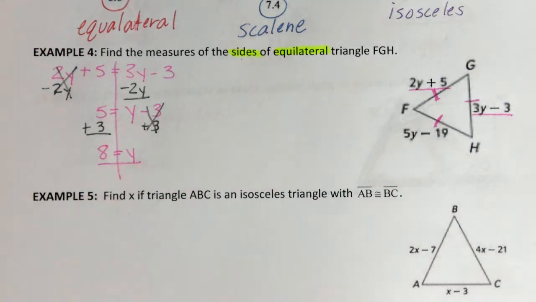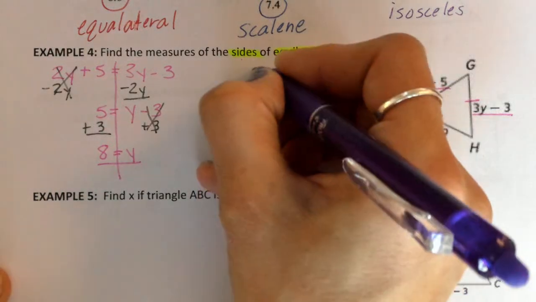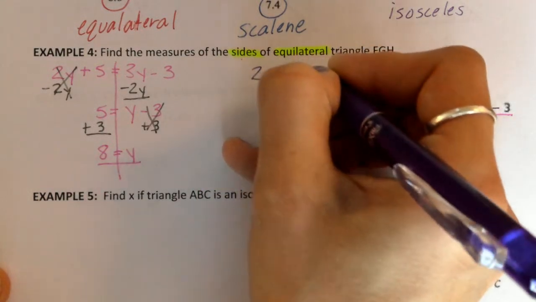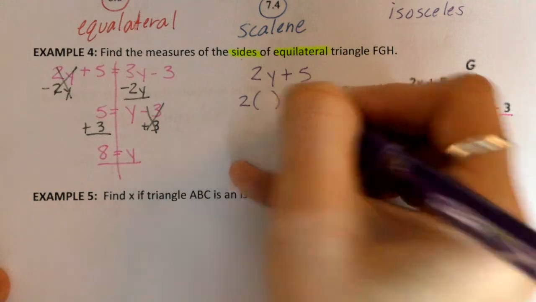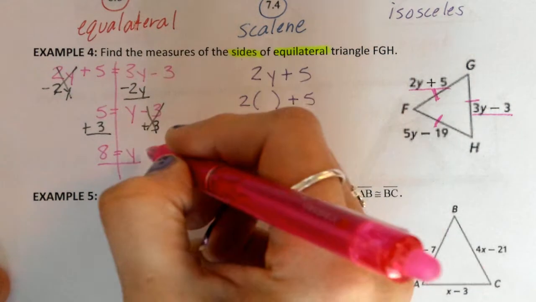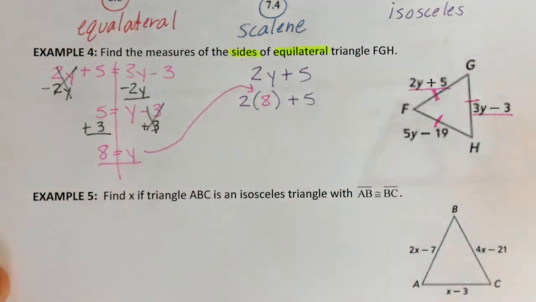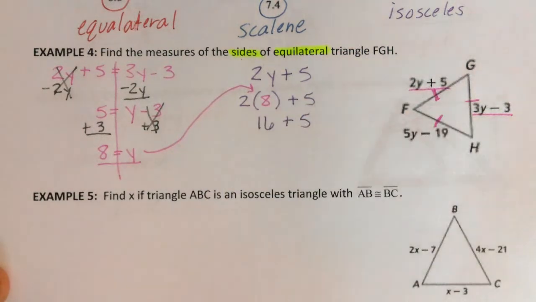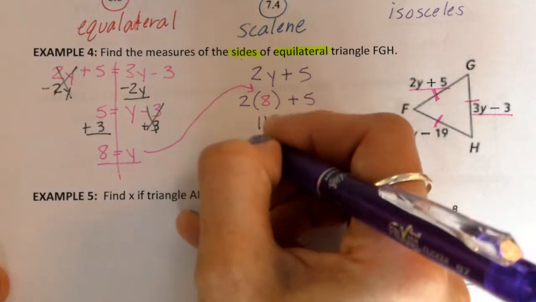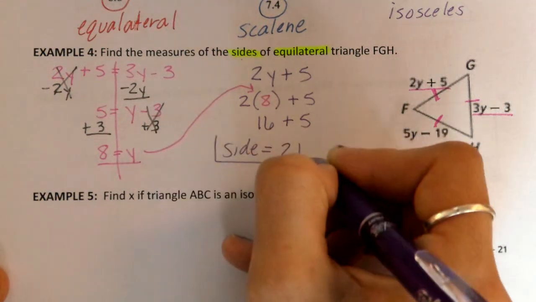Again, I always suggest the one that looks easiest. Here's a 2y. That looks like it might be the easiest one. So we're going to take that 2y plus 5. I'm going to remove y and substitute in what y is. 2 times 8 is going to give me 16 plus 5. All three sides, since they are congruent, will equal 21.